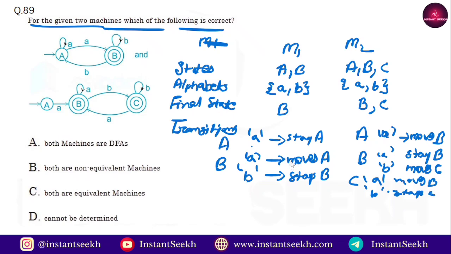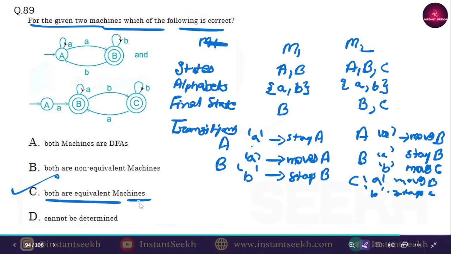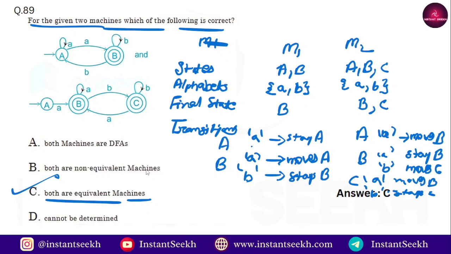So both the machines are NFA, and both can accept the same string. So we can conclude that both the machines are equivalent machines. Why is it so? Because both the machines are NFA and both can accept the same type of strings. So your answer is option C. Let's move to the next.